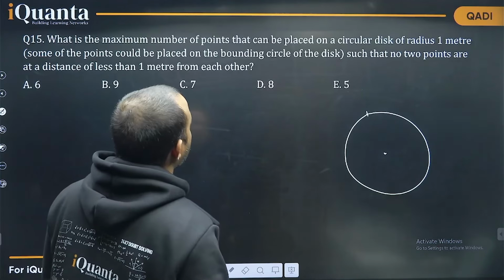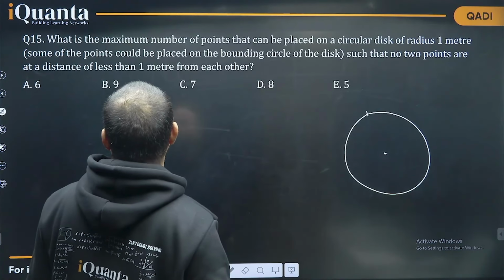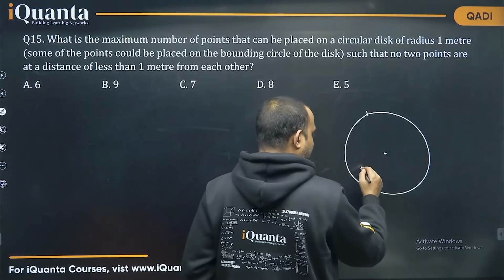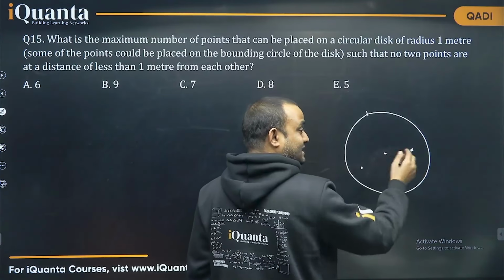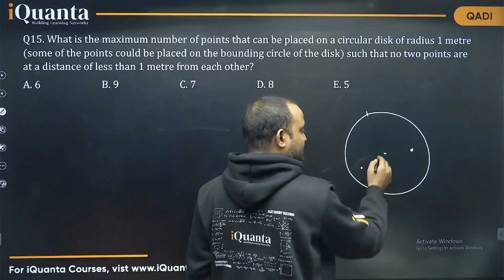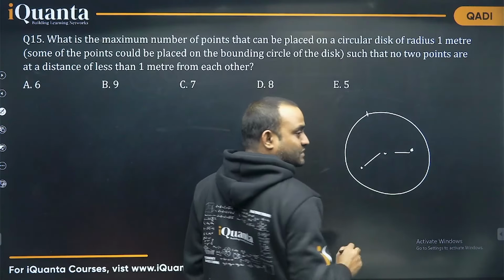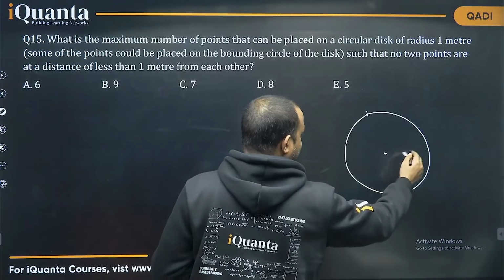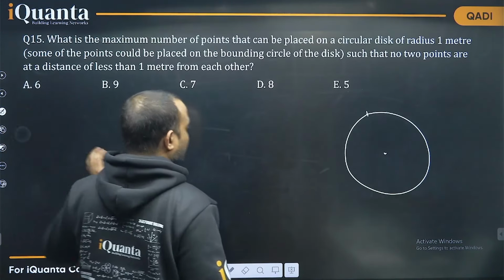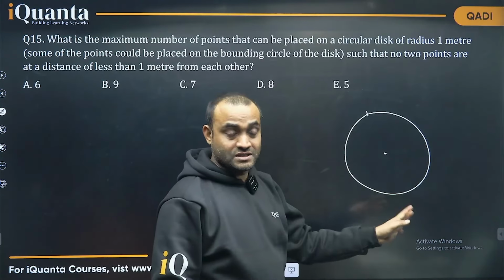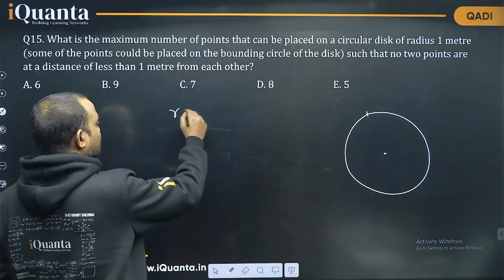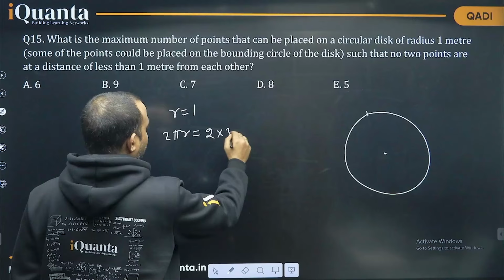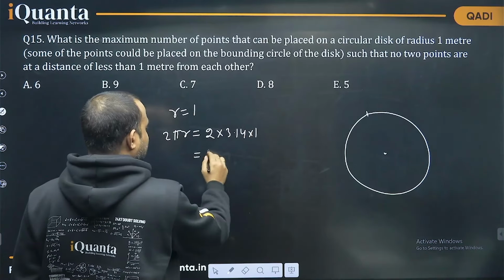But what if it's no 2 points at a distance of less than 1 meter? I can put 2 points here and here which are greater than 1 distance, but these 2 points will be less than 1, and it says no 2 points are at less than 1 distance. So definitely we should put the points on the circumference, correct? And the radius is 1. What will be the circumference? 2 pi r. 2 into pi is approximately 3.14. Then the distance is 6.28.